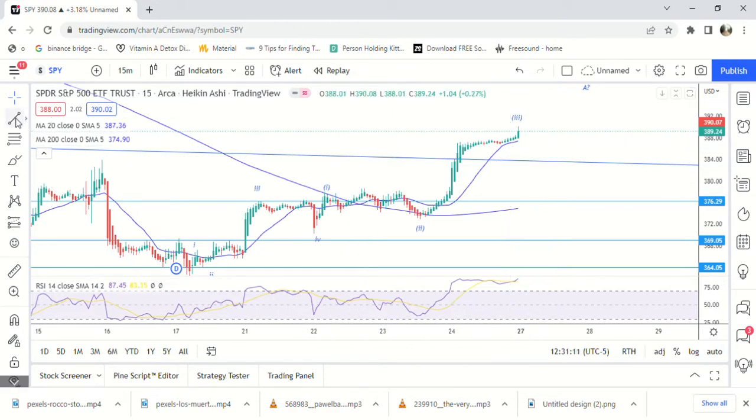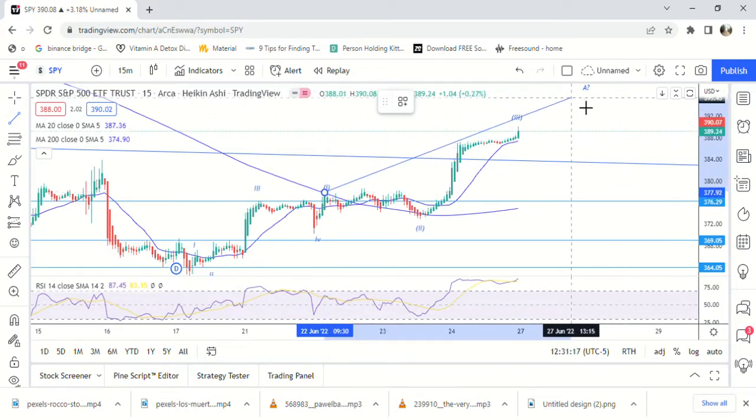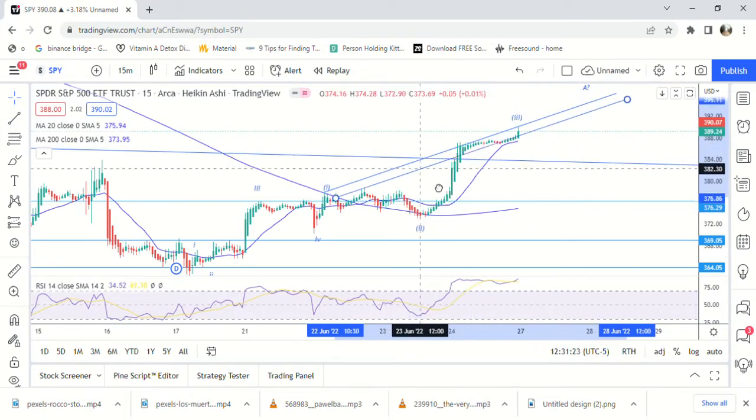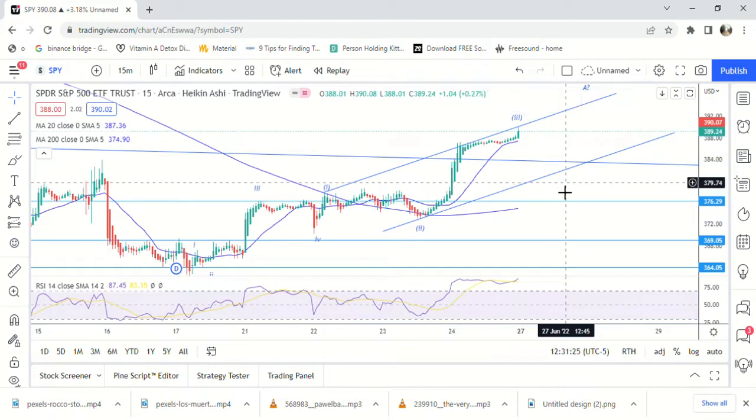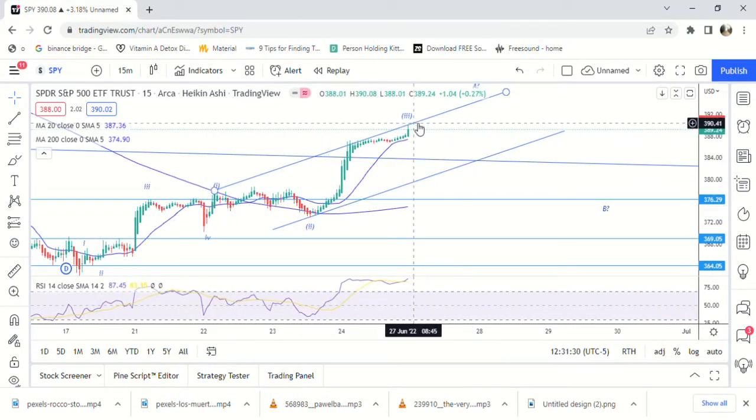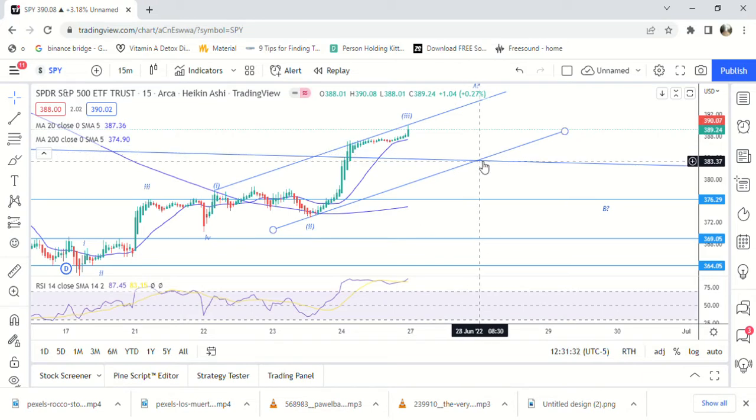But let's just say that is the end of the third wave. We would clone it and put it on the second wave, and we would expect 1, 2, 3, 4 sometime in the end of 27th or the start of the 28th, and then one more move higher.